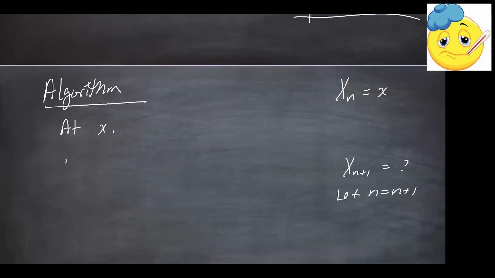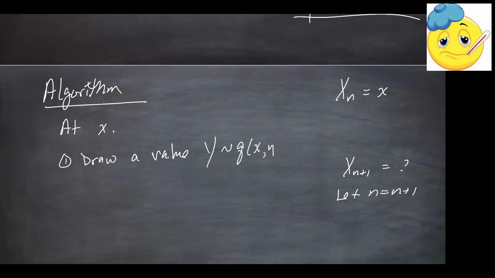Okay, so step 1 is to draw or simulate a value Y from the probability density function that depends on your current value and is a function of Y. It's a PDF in Y, like we had this exponential example today. And the second is to draw or simulate a uniform 0, 1.